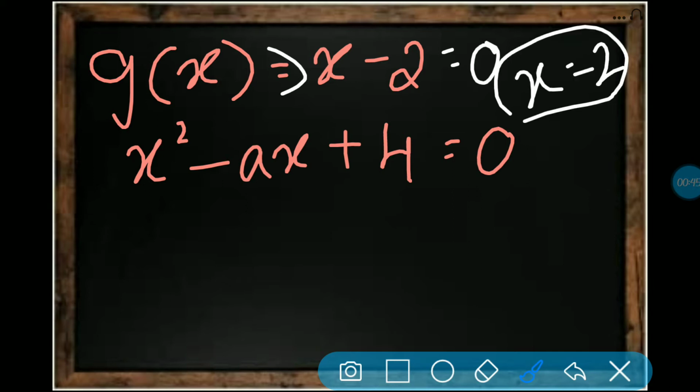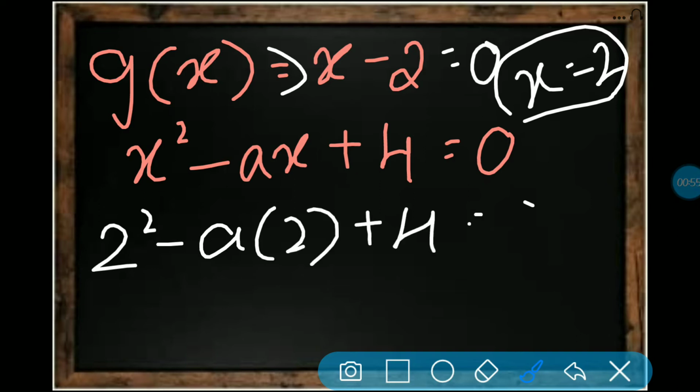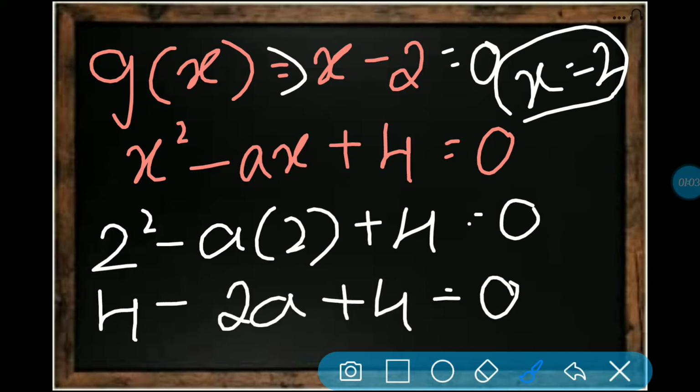So now wherever you find x in this equation, just substitute x as 2. So 2 square minus a into 2 plus 4 is equal to 0. So this also you should equate to 0 only. So 2 square is 4 minus 2a plus 4 is equal to 0. Right? So until here, hope you all understood. Now what we will do? So 4 plus 4, it is 8.